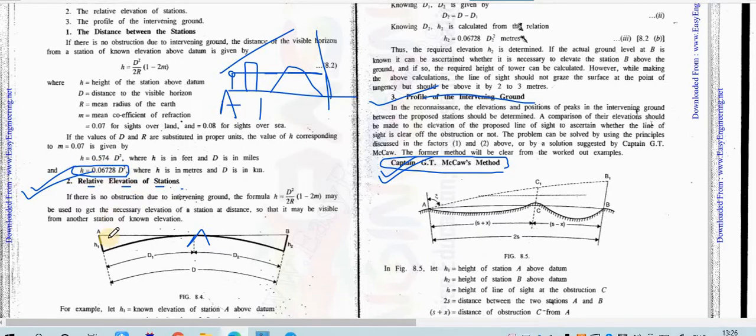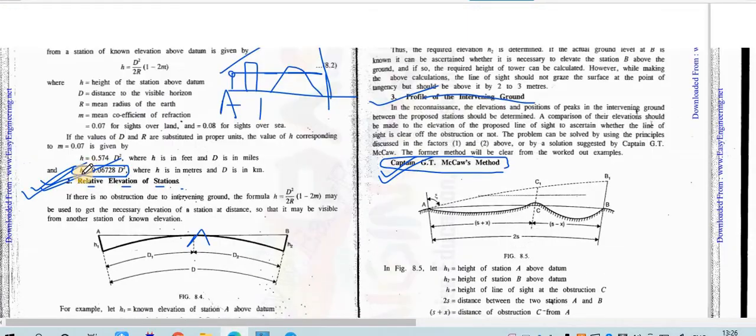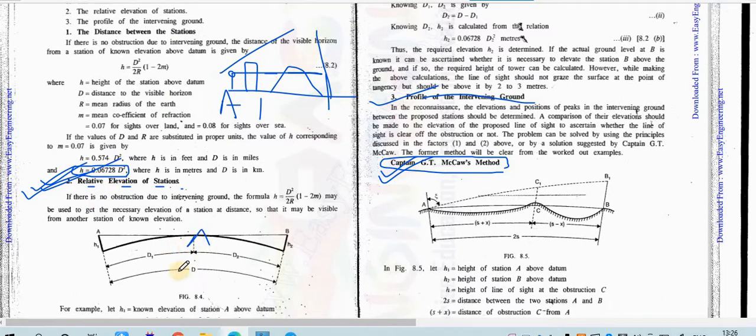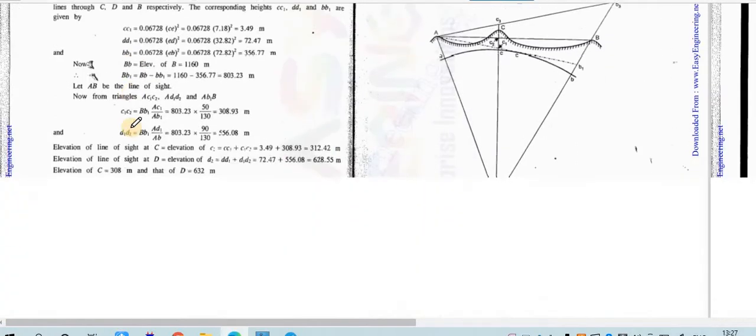So based on this formula you can find out the height of this object. Mostly the formula which we are going to use for our calculations is this formula only, because this is very simple. Instead of using GT Maxwell's method, we are going to use this formula and try to find out the height of those objects. So we'll start with the first numerical. One more thing: the d value is generally taken in terms of kilometers, and the height which you will get from this formula will be in terms of meters. So we'll start with the first problem.